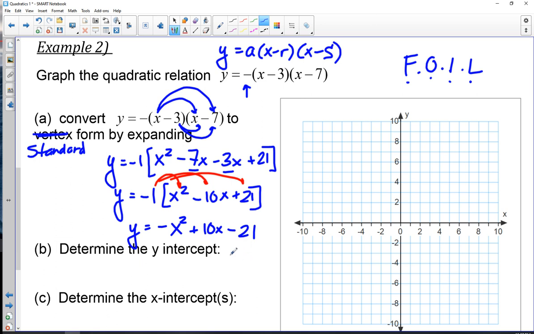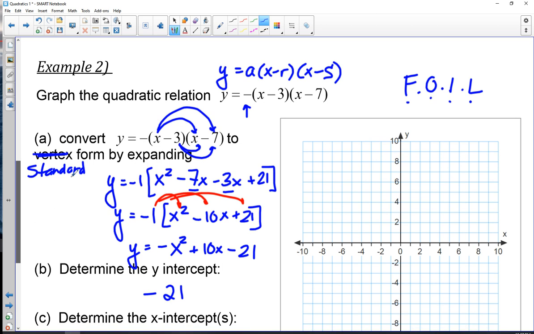So now that I know what this quadratic's equation is in standard form, I can determine the y-intercept because it is the c value. So that's -21. And the x-intercepts can be found just by looking at the equation in factored form. So because our equation in factored form is y equals -1 multiplied by x minus 3 multiplied by x minus 7, our zeros, or our x-intercepts, are going to be +3 and +7.